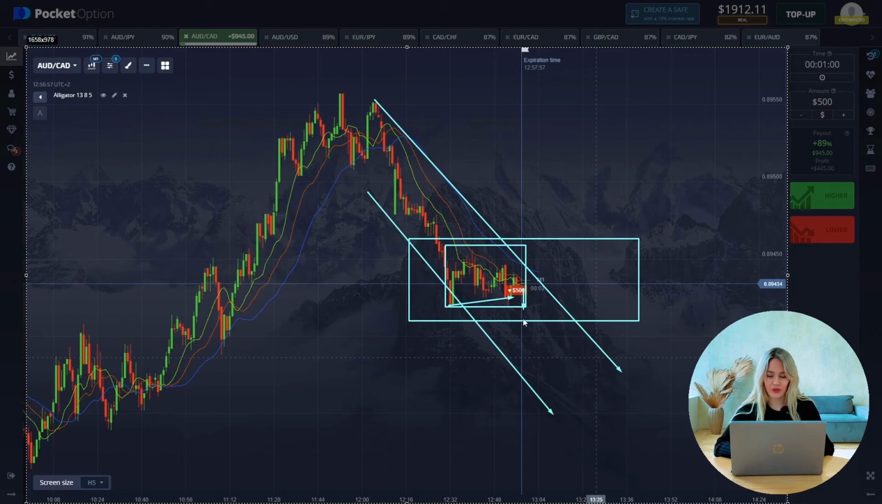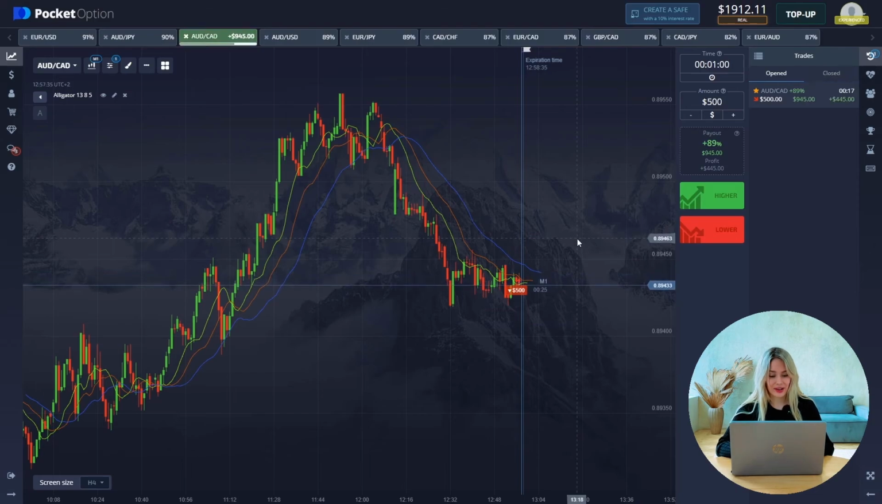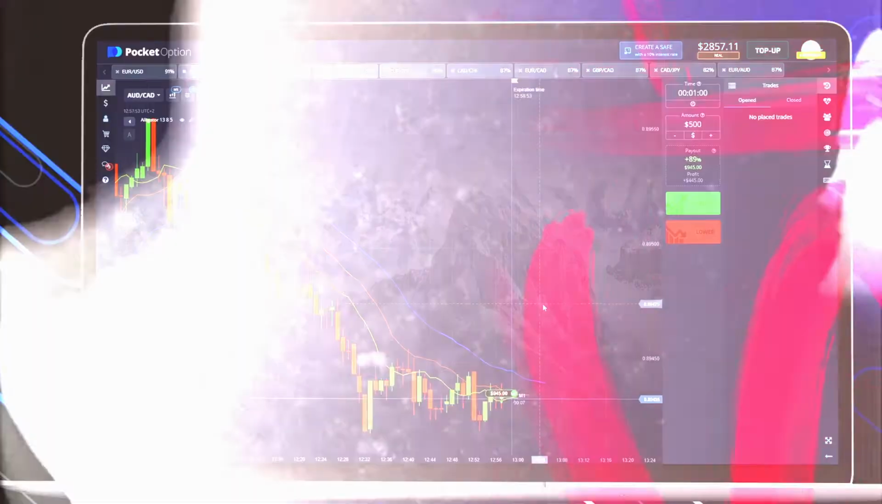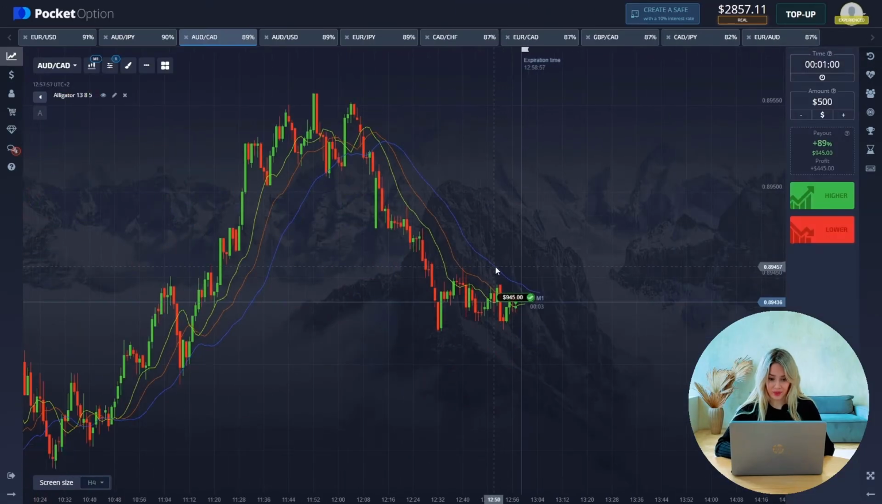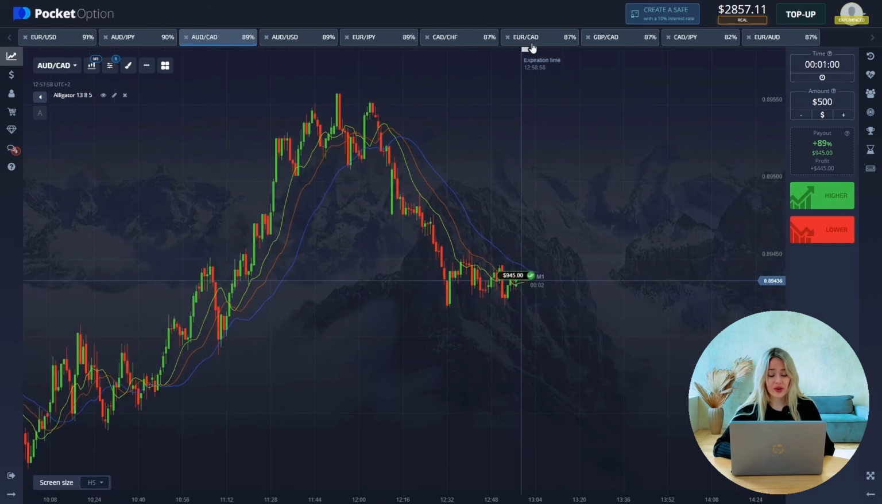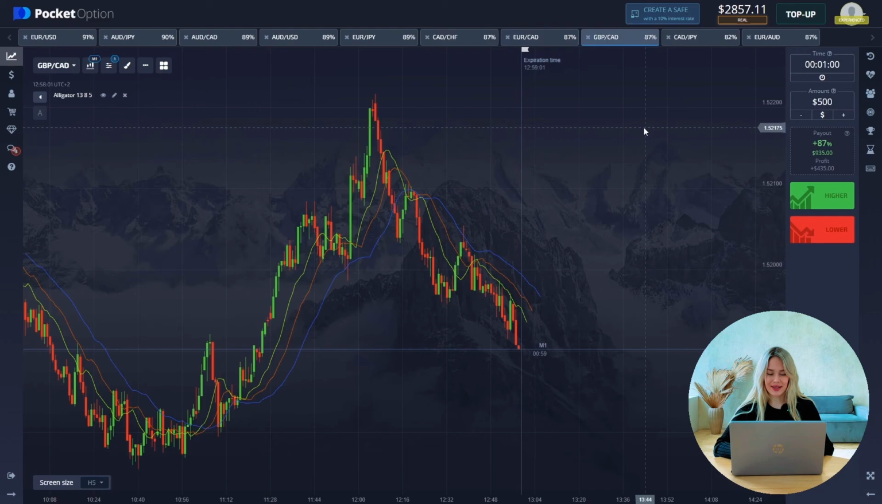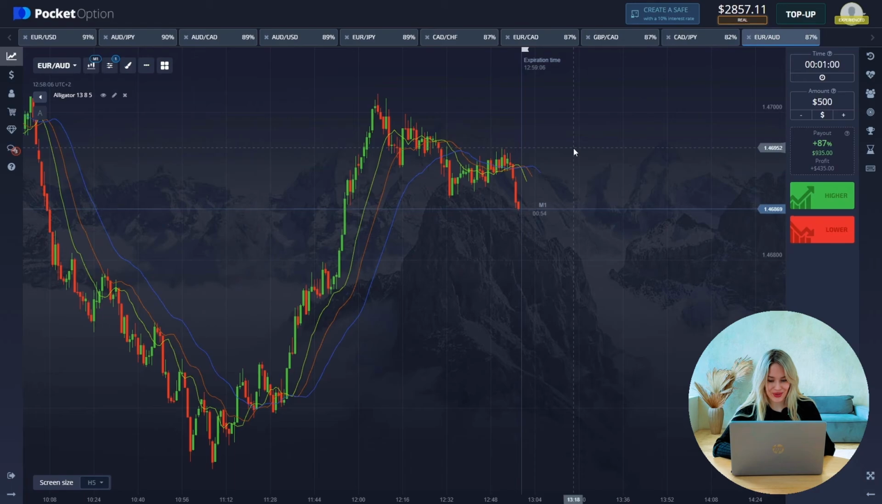We open a trade for a decrease. There are 15 seconds left until the end of the trade. I think we should close in profit. Yes, the trade is closed in profit. Again, we opened on the trend after the adjustment and you saw the result yourself. We started with $1,500. The balance is already $3,000.